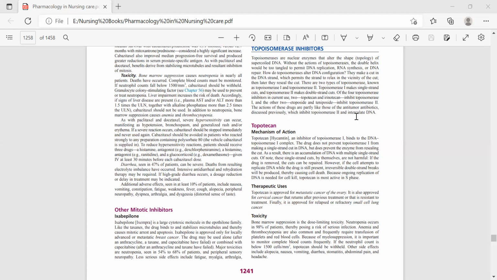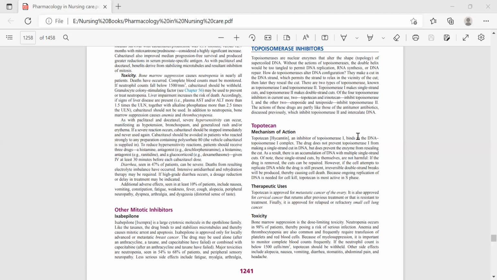How does this enzyme topoisomerase basically work in altering the DNA configuration? To answer this question, it is very important to understand that it makes a cut in the DNA strand, which permits the strand to relax in the vicinity of the cut. Later, it can reseal the cut.